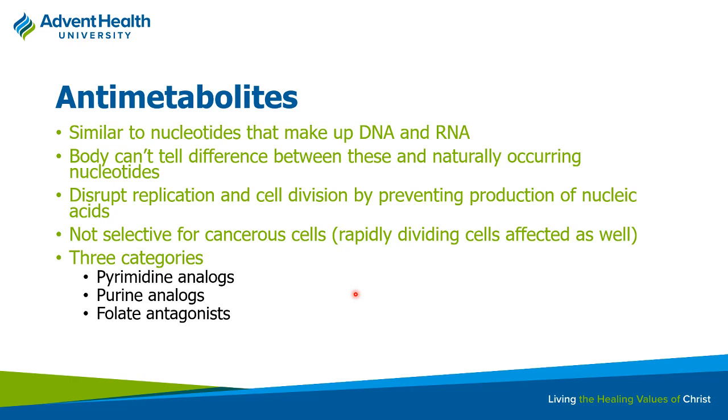But you might see, like, what phase of the cell cycle do you think these are going to be working best on? Probably the S phase, right? Because that's when you're actually producing new DNA, right? Maybe affecting other phases as well in terms of RNA synthesis, but we're going to focus on the DNA synthesis. There's three groups we're going to look at here, including the pyrimidine analogs, purine analogs, and then our folate antagonists, okay?